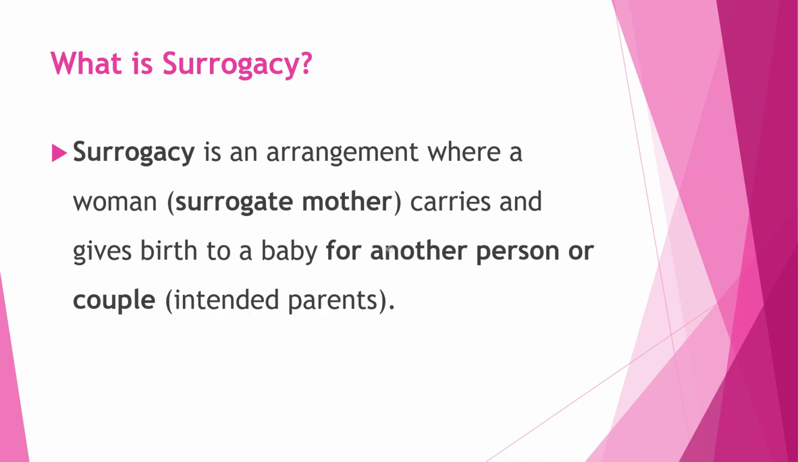Surrogacy is when a woman agrees to carry a pregnancy and give birth to a baby for another person or couple who cannot have a baby on their own. The woman who carries the baby is called a surrogate mother, and the people who will raise the child are called the intended parents. This arrangement is usually chosen when there are medical problems, infertility, or other situations where pregnancy is not possible or safe for the intended mother.